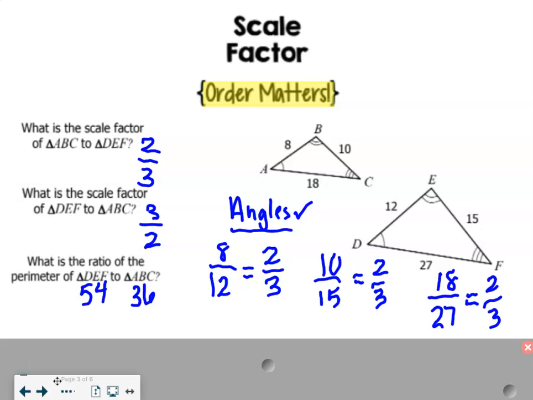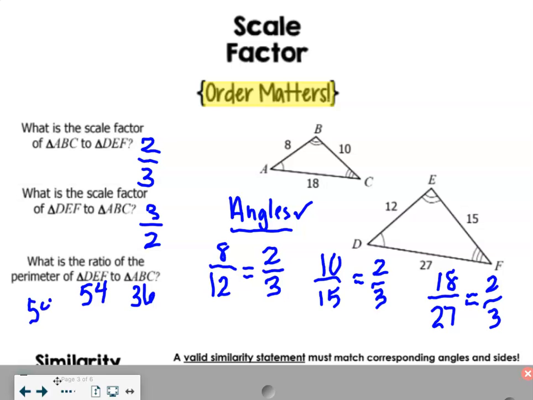So if I want to reduce 54 over 36, oh boy, what goes into 54 and 36? 6. 9 works. If you divide them both by 9, you get 6 over 4. And you can reduce that. I have a big number on top. And then we can divide by 2 again, which gives 3 over 2.